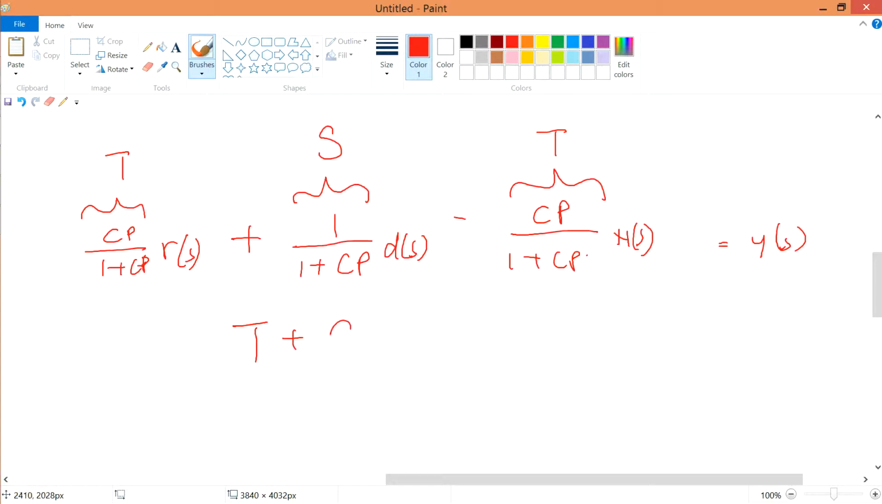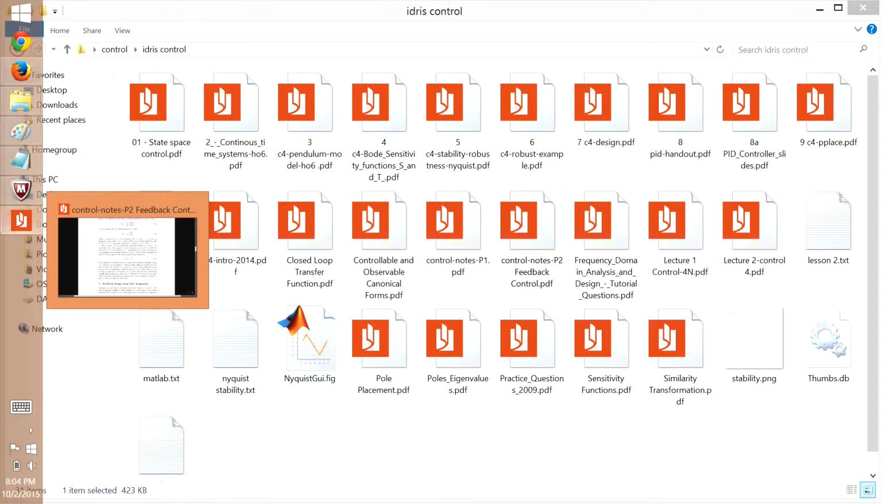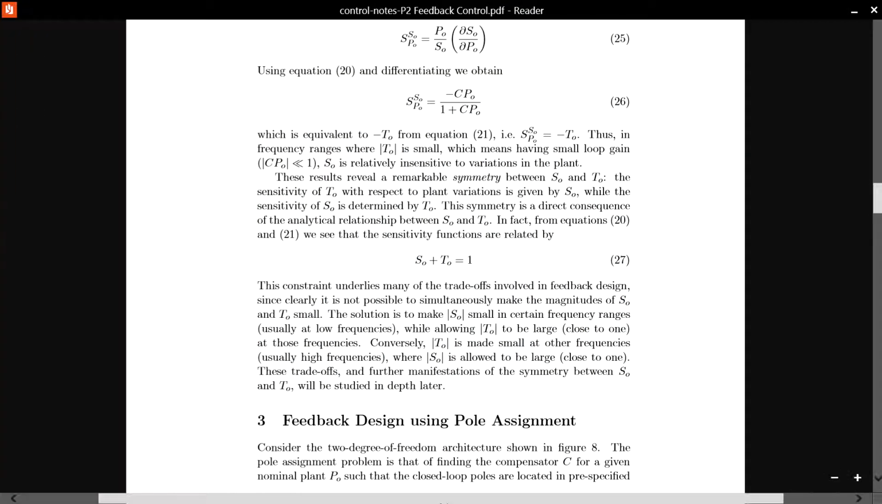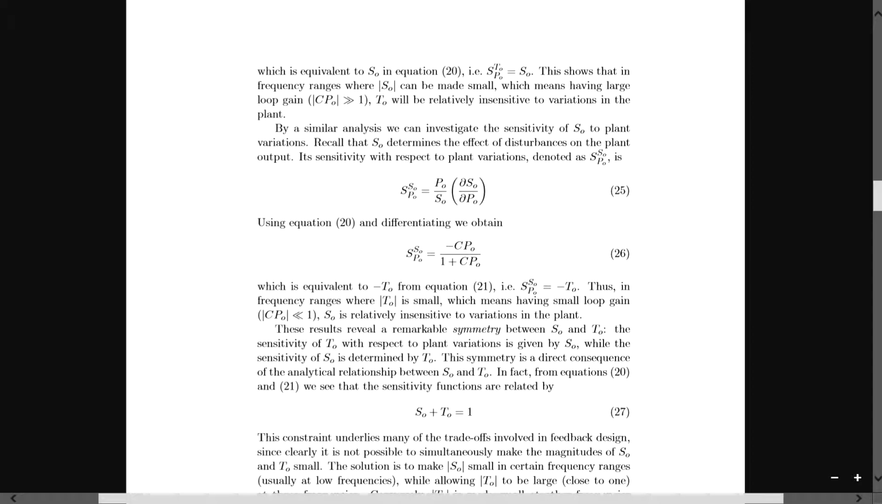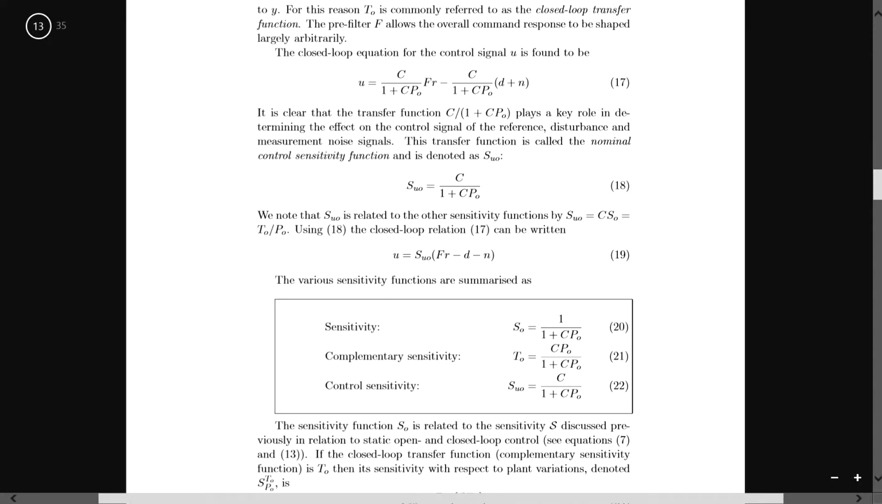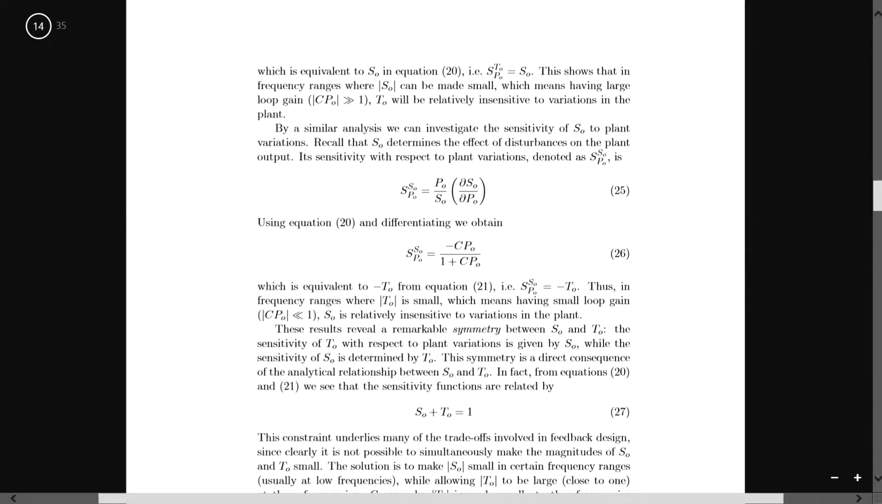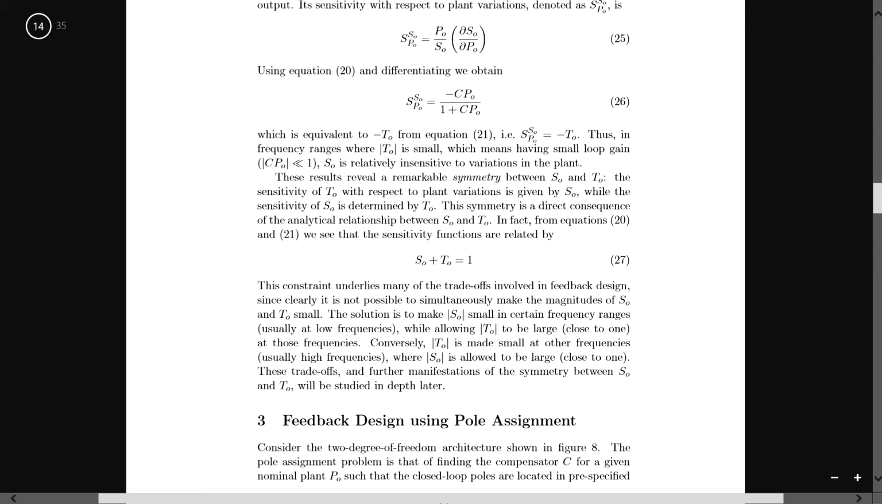It is that T plus S is equal to 1. I don't know where it comes from, but it comes from somewhere, and when I find it, it's actually over here. Control notes, P2 feedback control, this is the name, and it talks about S plus T, but it deals with really a lot of things. I don't know where to start from, but I can read it up if you're free. So this is a recommendation for S plus T equals 1.